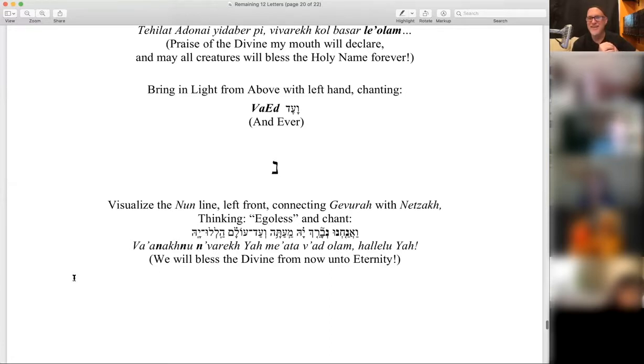And the function of Nun is to lead us into Hod, which is humility. It still has a positive function and a place in the structure, even though it means the disintegration of structure.